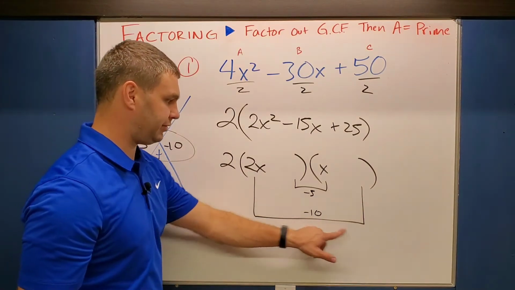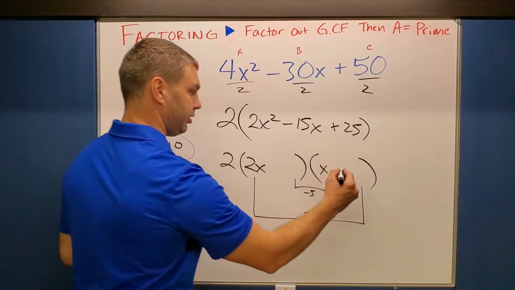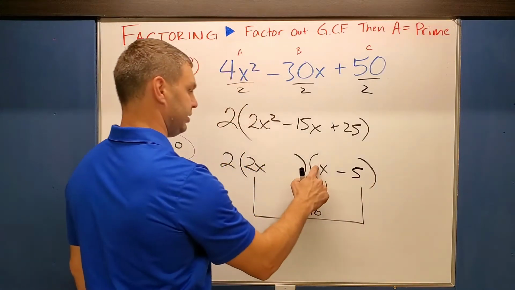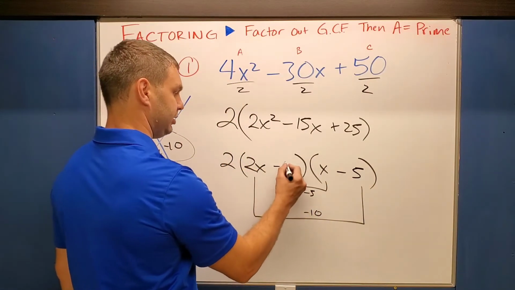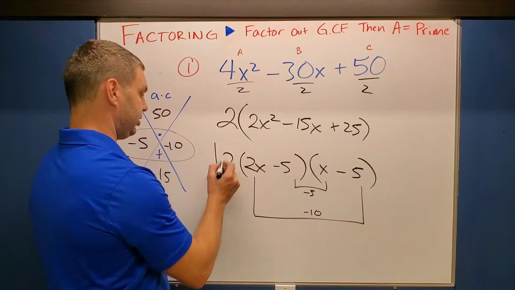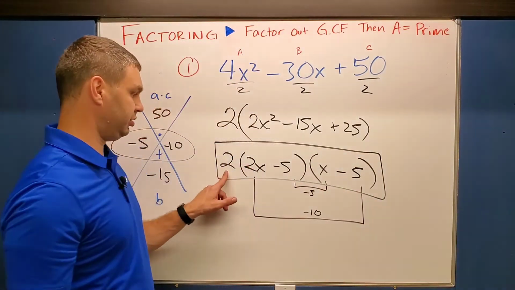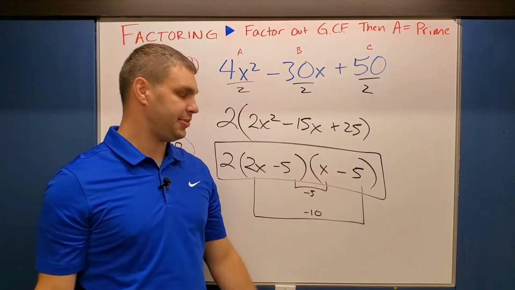2 goes into negative 10. How many times? Follow it around there. It goes in negative 5 times. And then this is like a 1. 1 goes into negative 5, also negative 5 times. And so your answer is this top line, 2 times the quantity 2x minus 5 times x minus 5.